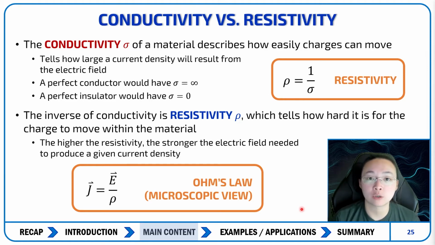Basically, when we're defining current density, we can use either one of these definitions, especially if we understand how they're related to each other. So the inverse of conductivity is resistivity, and that means the higher the resistivity, the lower the conductivity of the material, and the stronger the electric field required to produce a given current density. So as part of the microscopic view of Ohm's law, we can rewrite it as J equals E over rho. We basically replaced sigma with 1 over rho.